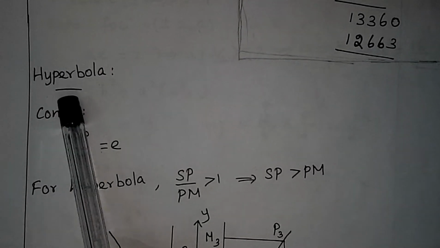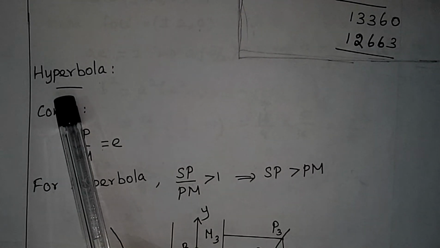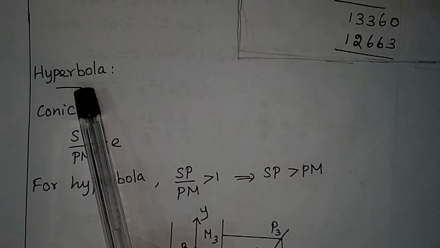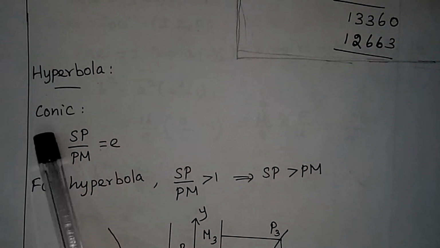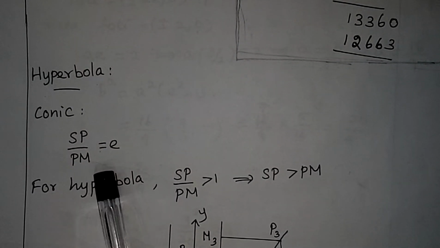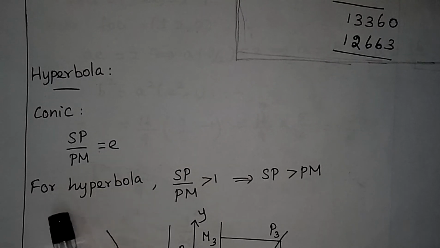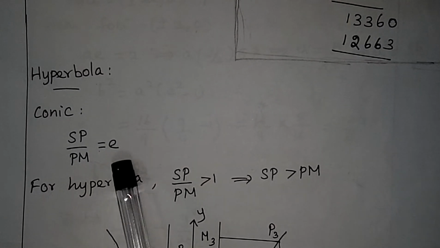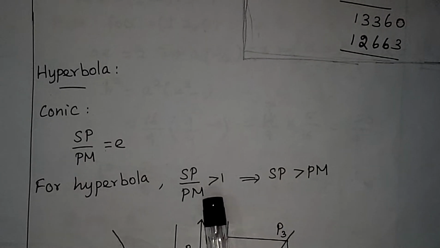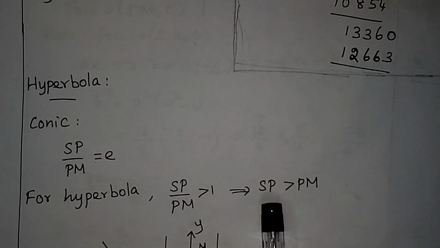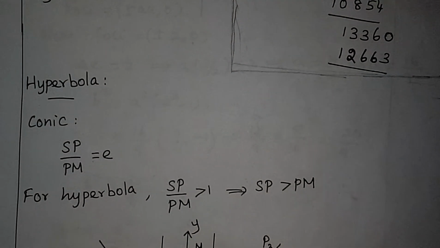Students, already we learned about parabola and ellipse. Today we are going to learn about hyperbola. The concept of conic is SP by PM is equal to e. For hyperbola, the eccentricity will be greater than 1. So from this what you can say is SP is greater than PM.